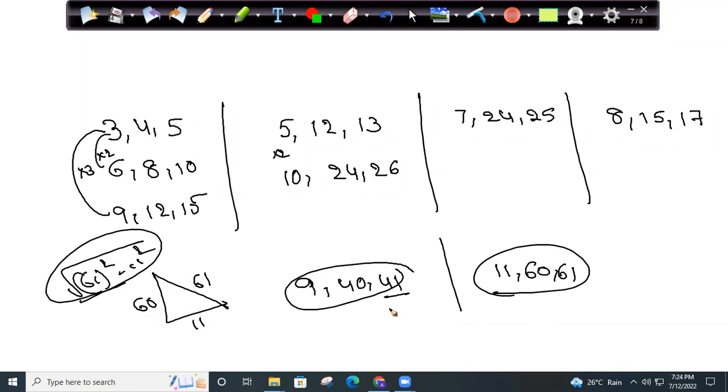41 square is 1681, which is 40 square plus 9 square. 61 square is 3721, which is 3600 plus 121. 11 square plus 60 square is 61 square. So you double this, you get this. Please do remember these Pythagorean triplets. They should be there in your brain.